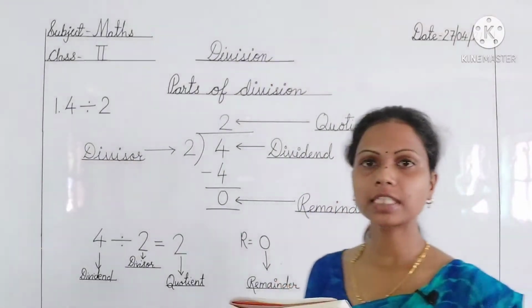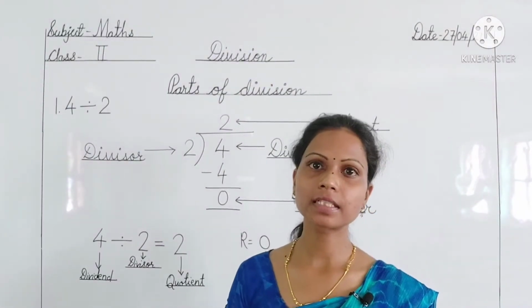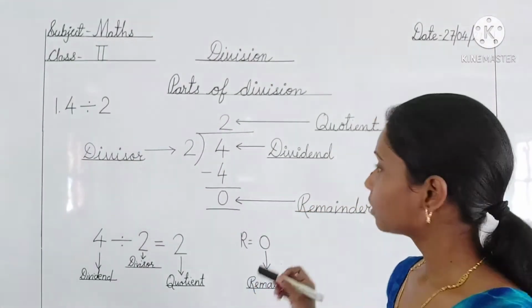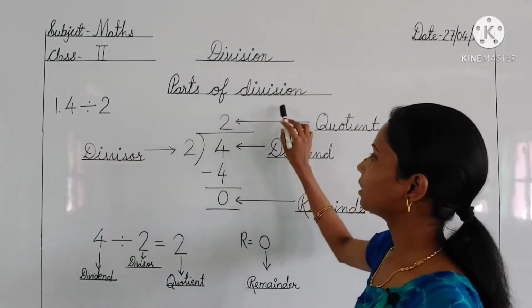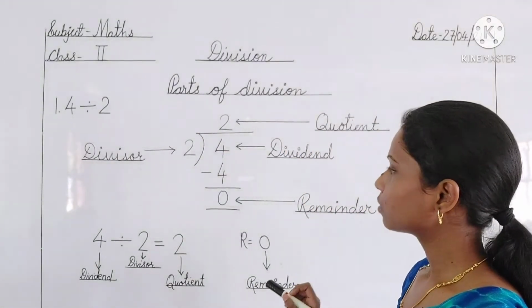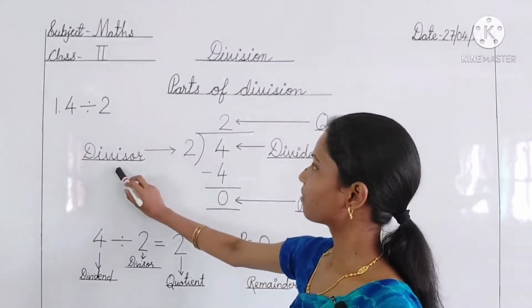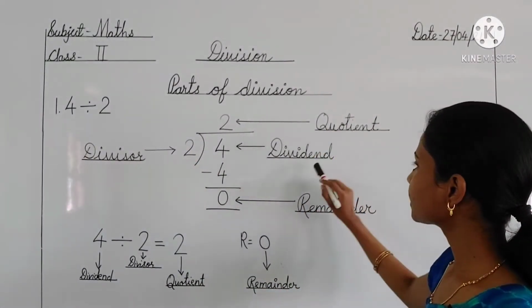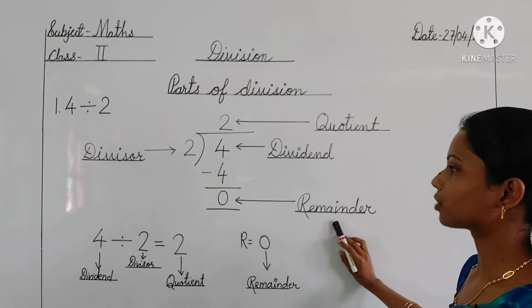Division. Today we will first do division and see the parts of division. I have written the parts of division. What are the parts of division? Divisor, quotient, dividend and remainder.